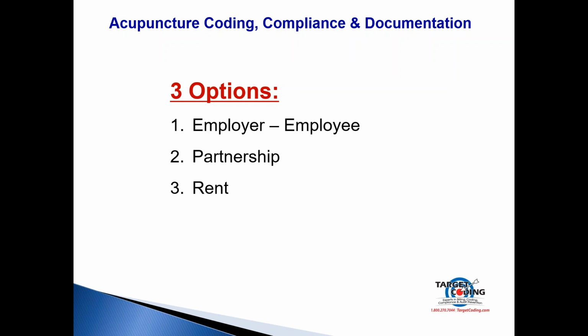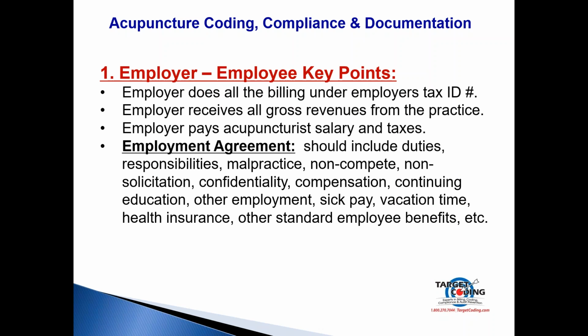There are 3 options, in my opinion. Employer-employee, meaning the chiropractor is the employer, and the acupuncturist becomes the employee. Next, partnership. You and an acupuncturist may want to co-own a corporation. And then the third possibility is renting space to the acupuncturist. So let's start off with the employer-employee key points.